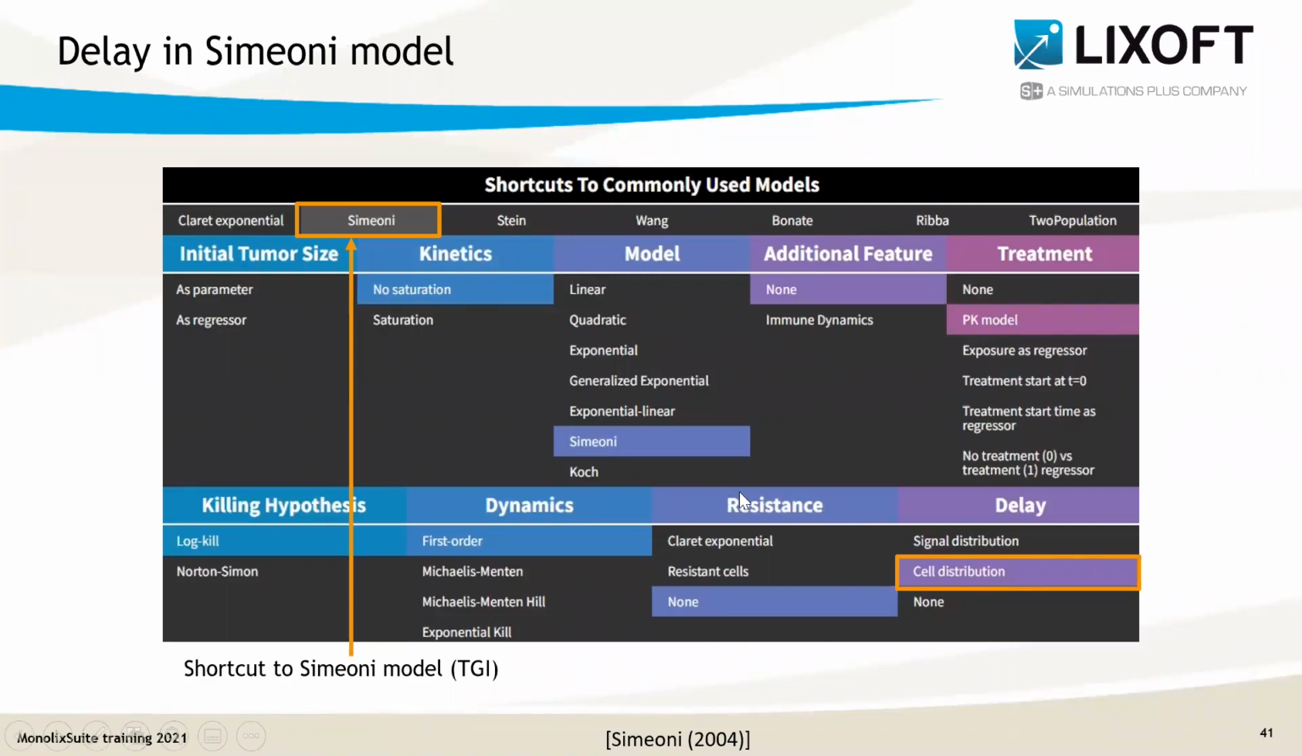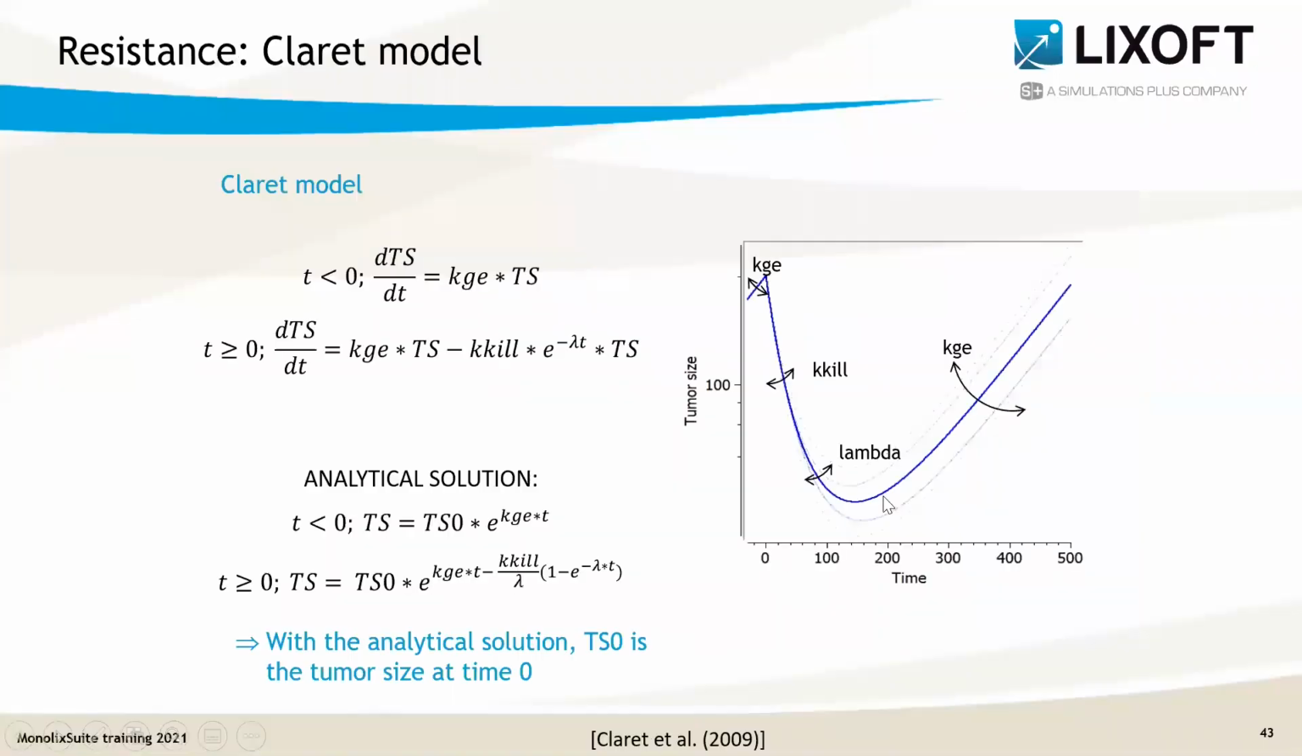Now let's have a look at the options for resistance. So a very common resistance model is the Claret model, which accounts for the loss of drug-induced decay over time due to the declining efficacy of the drug with this term, which can be due to the emergence of resistance. The original model shown here uses an exponential tumor growth and a linear log-kill treatment effect. And it uses on this slide a constant treatment that starts at time 0.